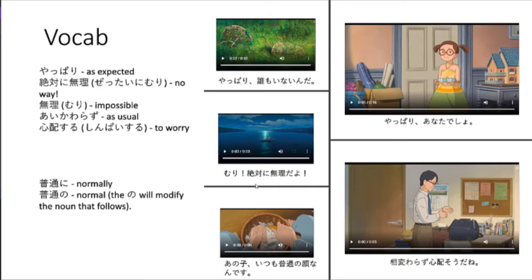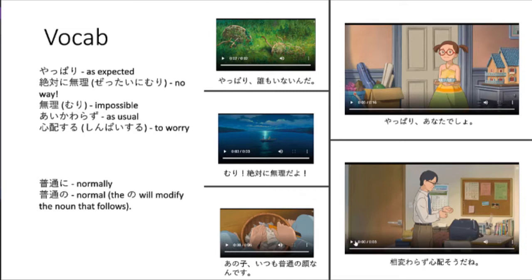無理無理無理。絶対に無理だよ。 So muri is saying, no way, impossible. It's another way of saying no, but it's very strong. It's like, muri muri, I can't do that. There's no way I can do that. That's what it means. Impossible. And zettai is a way of expressing an even more negative thing. So you can say zettai ni dame da yo. It's like there's no way, it's just bad. Or zettai ni tabenai yo. I'm not eating that. There's no way I'm eating that. Or something like that. Okay.